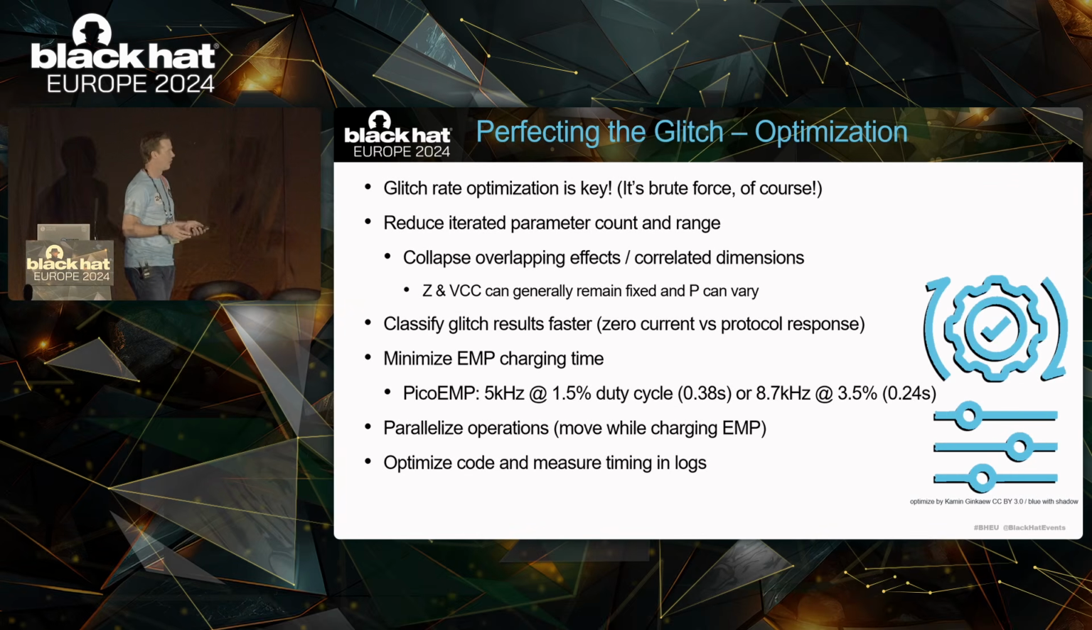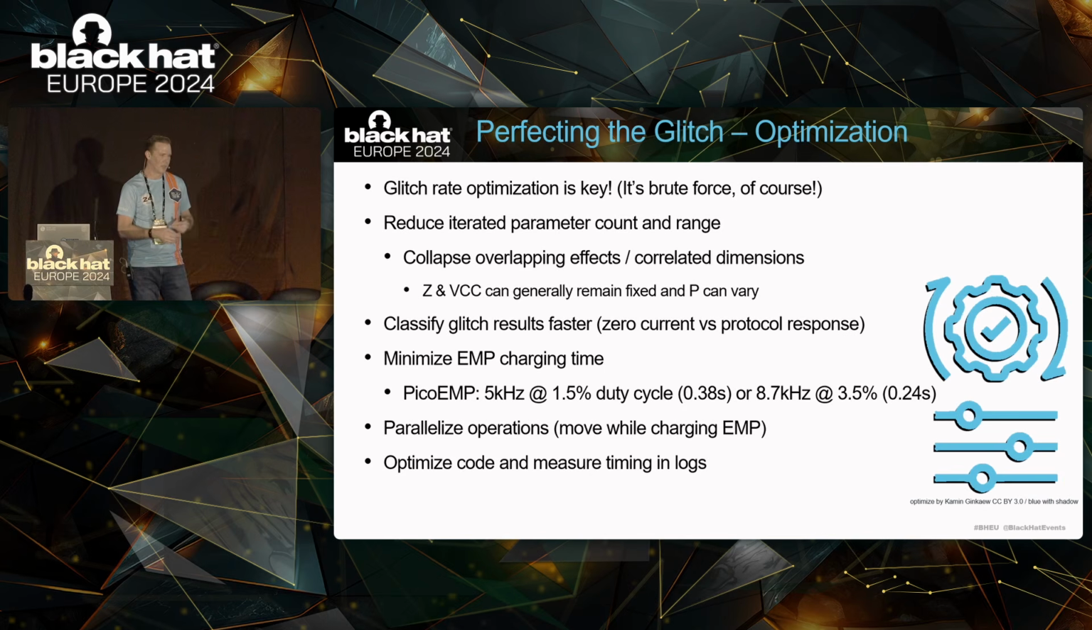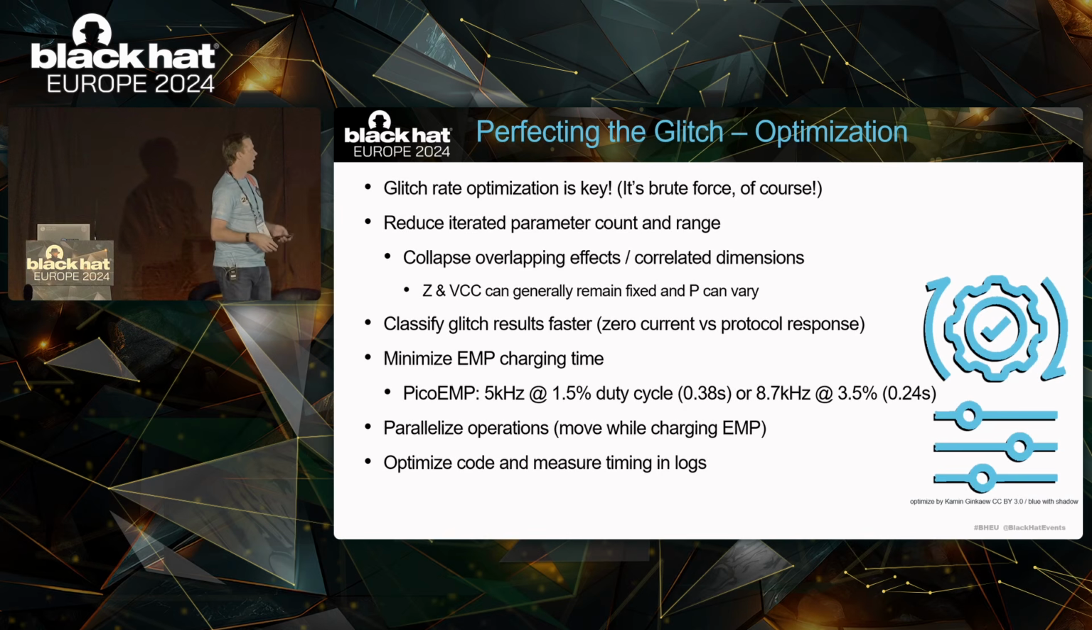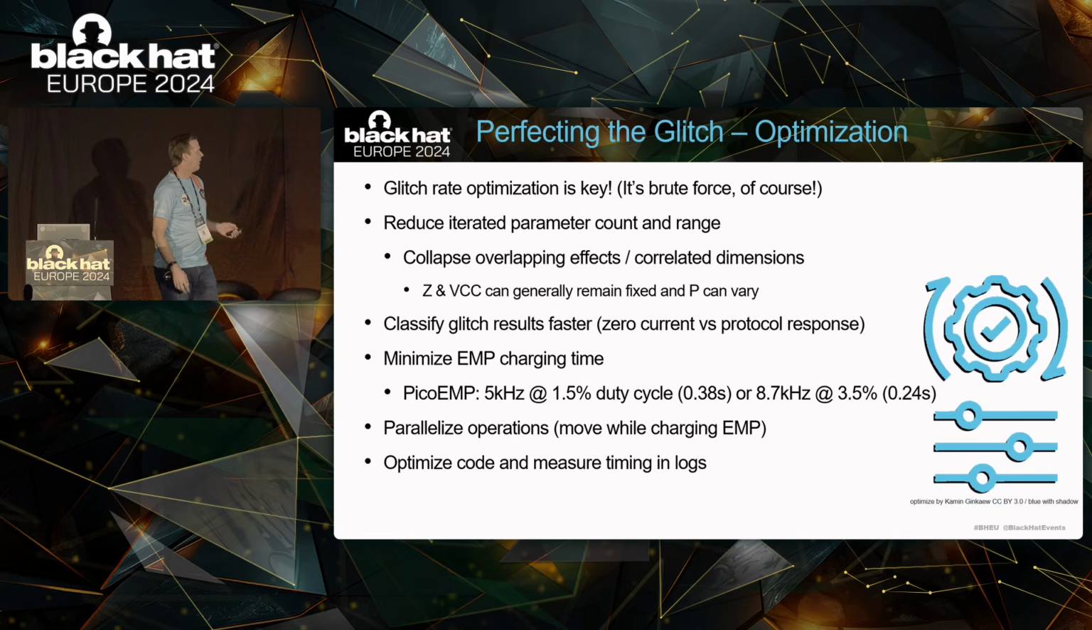And then we're still talking glitch rate optimization is key. We talked about correlated parameters, correlated dimensions with voltage and VCC and your Z distance. But what might not be obvious is you don't need to vary all of them in your brute force loop. You can fix one VCC and then vary the pulse power and also leave Z where it is. We didn't really find it useful to vary Z.